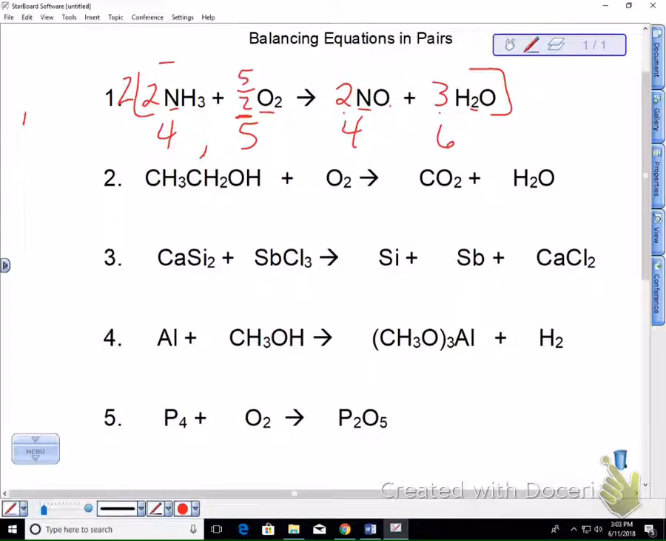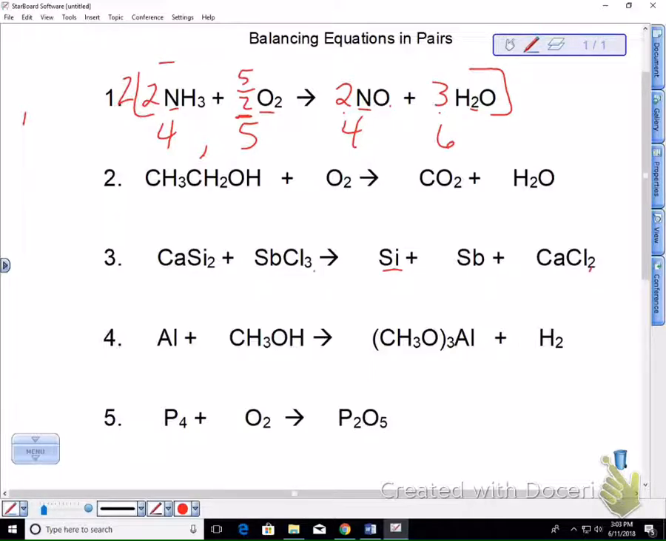Okay, let's skip number 2 for now, and then let's look at number 3. I'm skipping number 2 because it's one of those combustion reactions that I told you about. We'll come back at the end and do number 2 and number 7, sort of at the end. In number 3, as I start counting, I see calcium 1 on the left, 1 on the right, so calcium's good. Silicon is not balanced, but I want to wait and do it last because silicon's by itself. Antimony is currently balanced, and then we have chlorine, 3 and 2.